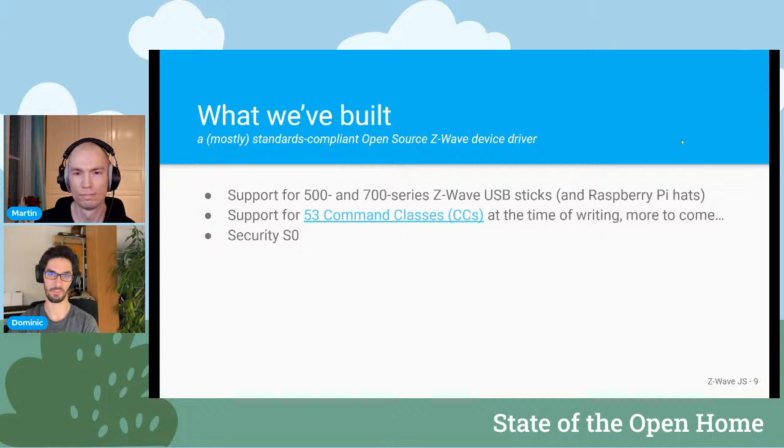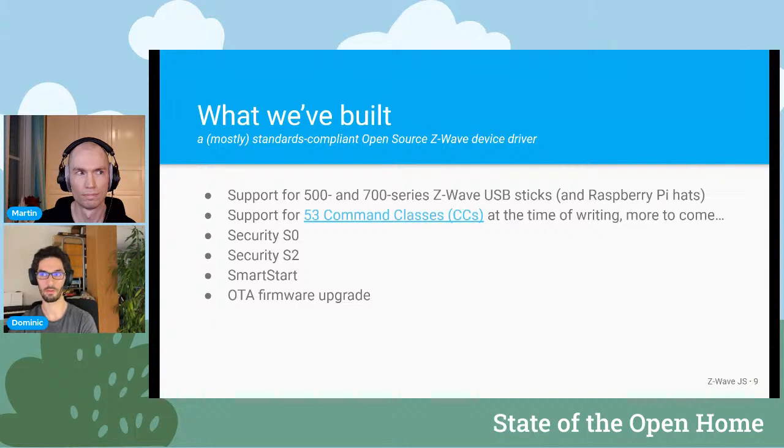We support both security protocols, that's security S2 and S0, the older one. I think we're actually the first one to support security S2 and Smart Start, which just makes it super easy to include devices. So you scan a QR code and a few seconds later the device is included and that's it. We support over-the-air firmware updates. We are also among the first, if not the first, to do that. So it's very easy to upgrade end devices now.